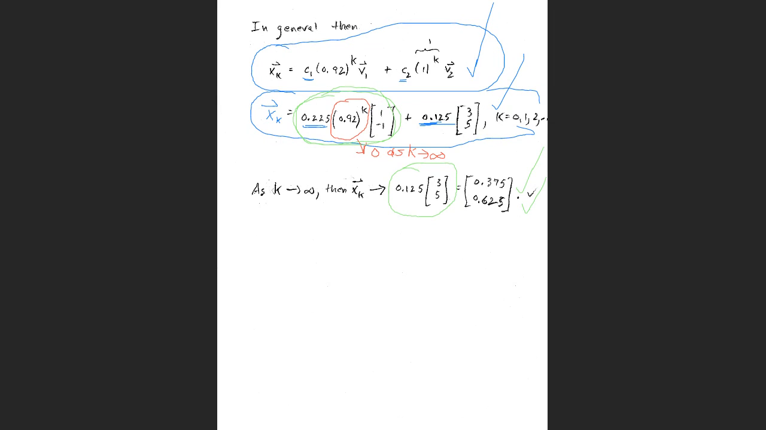So eventually, after a long period of years, the population distribution between the city and the suburbs will be 37.5% and 62.5%. City population stabilizes to 37.5%, and the suburb population stabilizes to 62.5%.